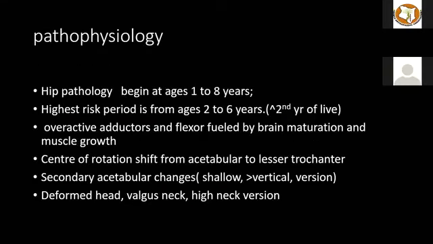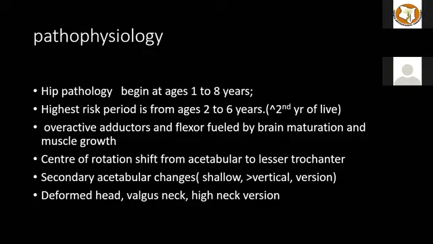What hip pathologies do we expect? First, we must appreciate that this commonly occurs between 1 and 8 years of age, so we shouldn't concentrate on the others. But the highest peak is between 2 and 6 years, the second year of life being the commonest. Why the second year of life? This is the time the muscles and the brain are growing very fast. Because of that brain and muscle growth, the hip pathology sets in because of the imbalance of these muscles. Adductors and flexors have different power compared to their antagonists.